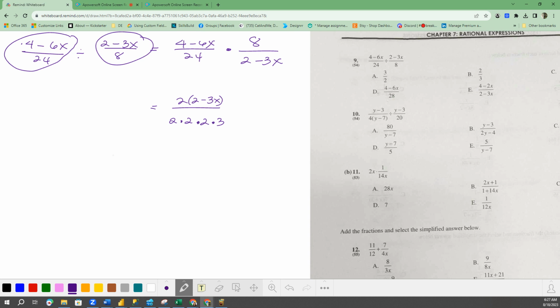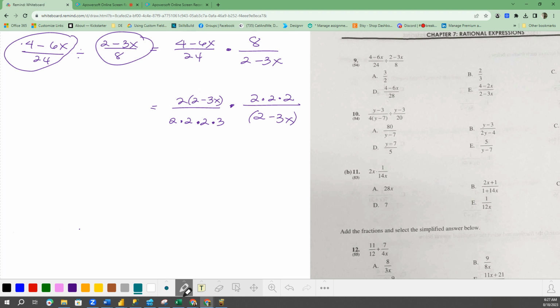If you're confused how I came up with that, you can do this too. 24 is 6 times 4, and 6 is 2 times 3, and 4 is 2 times 2. So you have three 2s and one 3. You can do that as well, especially for bigger numbers. All right, times 8. 8 can be factored as 2 times 2 times 2. And then 2 minus 3x, there's really no common factor, so you just copy it. But since it's a binomial, you put it inside parentheses.